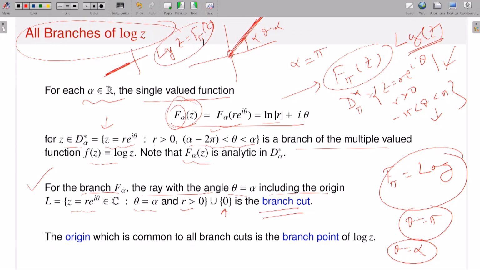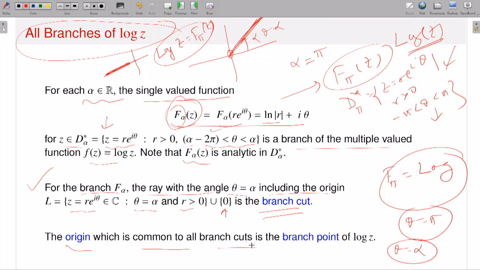Okay. So if I vary alpha in R, for each alpha in R, I have capital F suffix alpha. That means you will have uncountably many branches of small log for the multivalued function, and for these branches capital F suffix alpha, the corresponding branch cut is the ray theta is equal to alpha including the origin. Now what are the intersections of branch cuts? It is the origin, because every branch cut is the ray theta is equal to alpha. In particular, if alpha is equal to pi, it will give you the principal value of the logarithm, and it includes the origin also. So all branch cuts are rays including the origin. If I take the intersection, it is the origin itself.